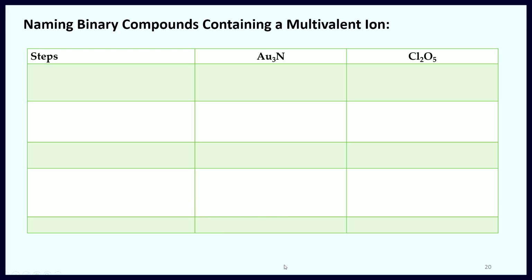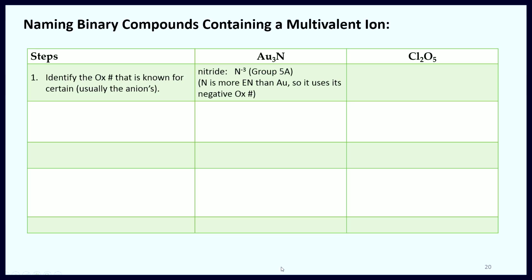Alright, so here's a step-by-step procedure for naming binary compounds that contain a multivalent ion. Take, for example, Au3N. Step 1 is to identify the oxidation number that is known for sure. That's usually the anion's oxidation number. Well, in this case, nitrogen, or nitride, is more electronegative than gold, since it's a nonmetal, so it's going to use its negative oxidation number, which is -3. We know that for sure. If you're allowed, you can check the periodic table for possible charges of the other ion.